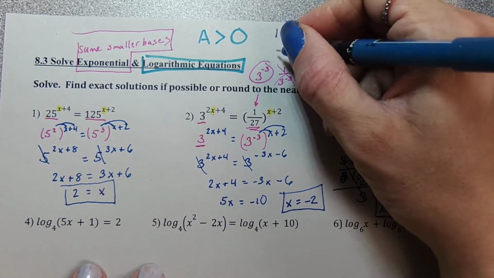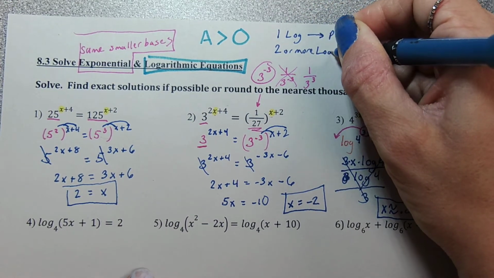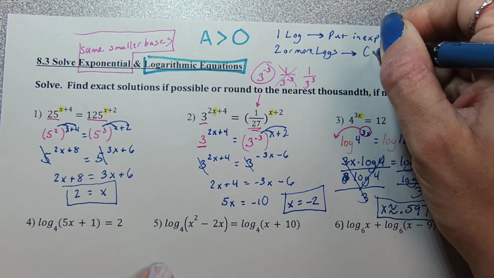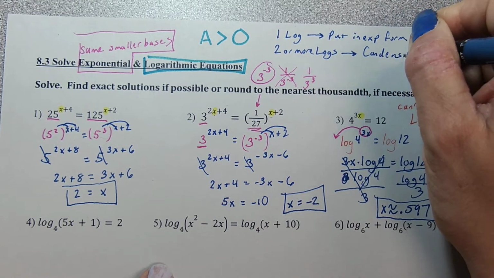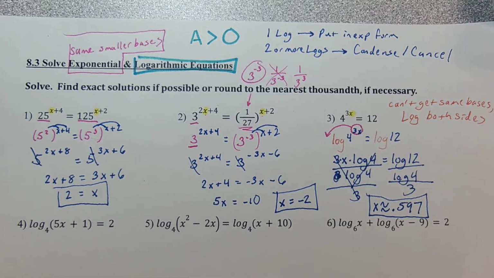If I have 2 or more logs, we will either condense or cancel. So that's kind of my plan of attack with these problems, is just determining how many logs do I have and what am I going to do with those logs.